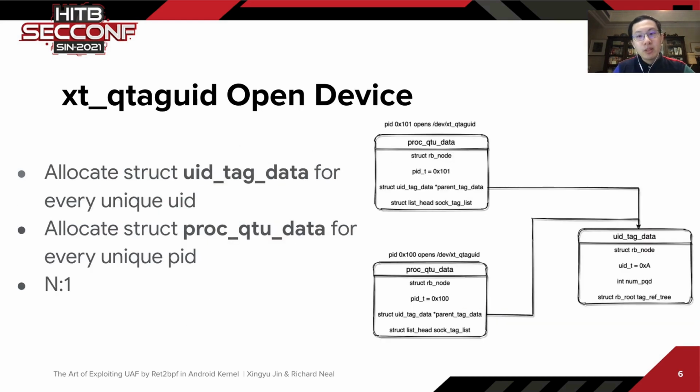Once user space opens the kernel module, the module will allocate two different structures with respect to per UID and PID. As you can see, there will be only one unique UID tag data structure, but there might be multiple proc_qtu_data structures, one for every PID, which are essentially linked to the UID tag data structure.